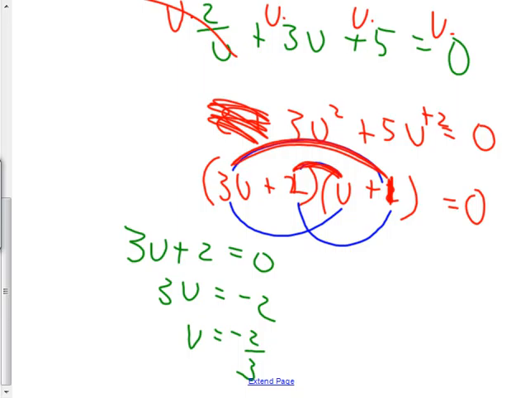Okay? On the other one, that one I can do in my head. u is negative 1. Yeah, can't write a 1 though. There. Okay, there's my 2 answers. And again, I'm not done. I got to do that substitution back in.